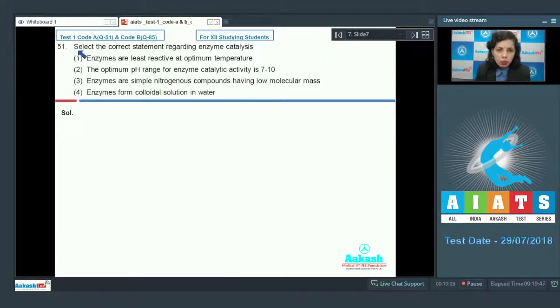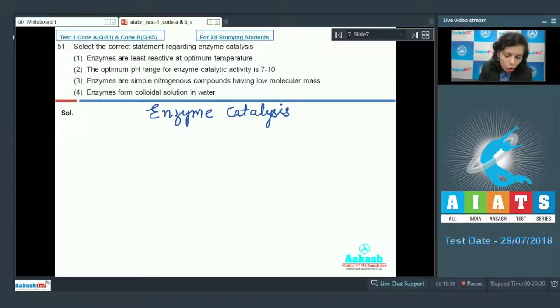Now here we have question number 51. Select the correct statement regarding enzyme catalysis. It means this question is based on enzyme catalysis. And if we talk about enzymes, these are biocatalysts. These biocatalysts are basically proteinous in nature, and these are compounds with high molecular masses. Further, these enzymes are very much reactive at the optimum temperature and optimum pH. Now, let's check the options given here, and you just have to find out the correct statement.